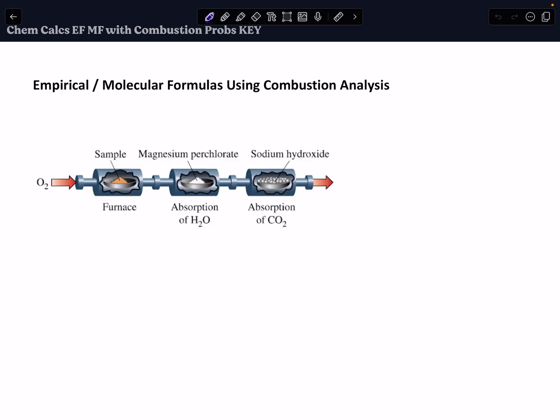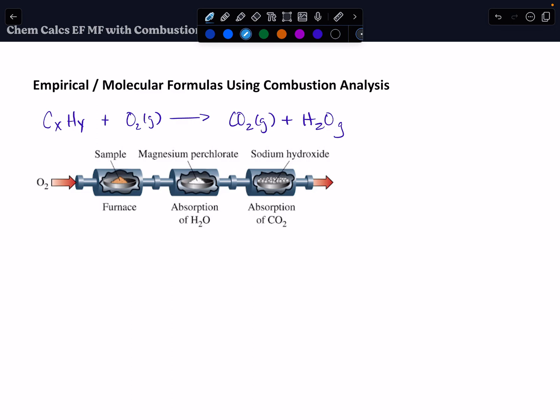For a general reaction, we would have some carbon and hydrogen compound in the presence of oxygen gas, and when that combusts, we're going to form carbon dioxide gas and water vapor. If you look at this reaction, you'll see that for the carbon that forms, all of it has to end up in that CO2. So if we know the amount of carbon dioxide that forms from this reaction, then we can determine the amount of carbon that must have been in our original compound.